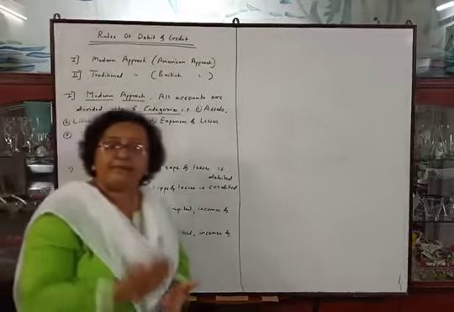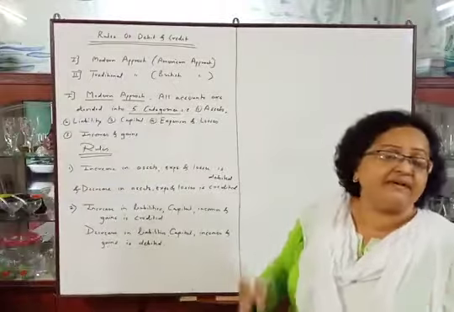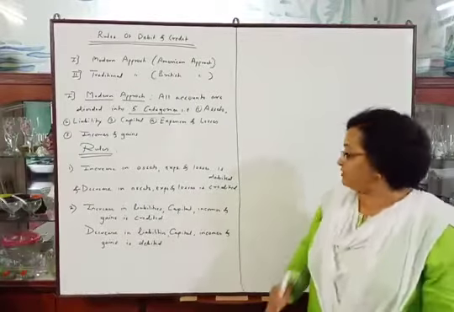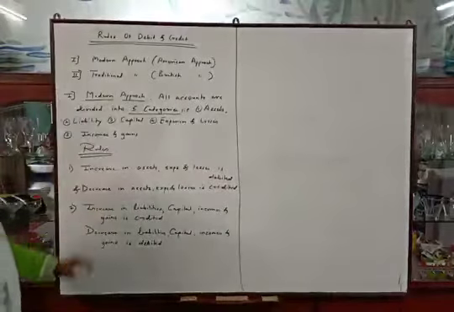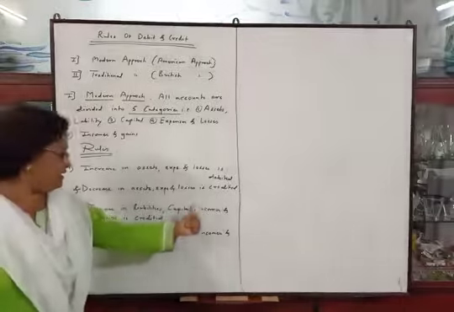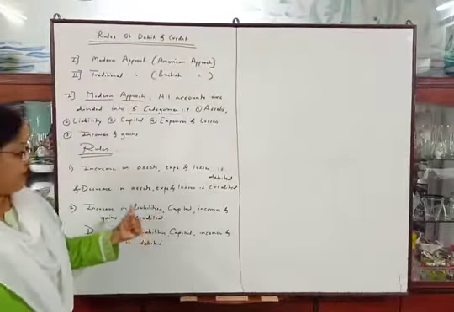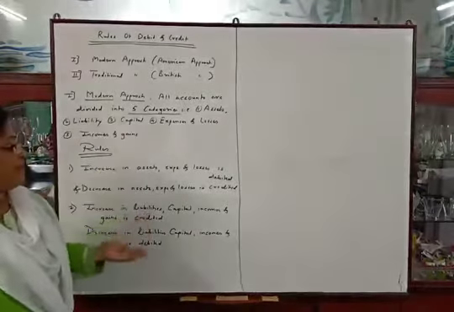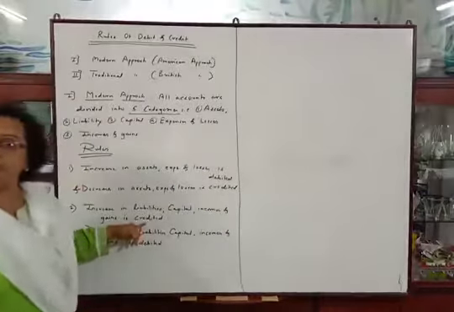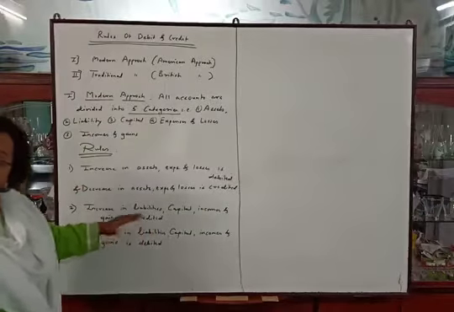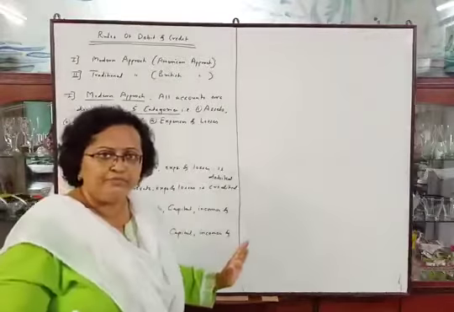Increase in liabilities, capital, incomes and gains is to be credited, and decrease in liabilities, capital, incomes and gains is to be debited. See the rule. Means due to the business transaction, if there is increase in the amount of liabilities or capital or incomes and gains, then their account is to be credited, and if there is decrease in their amount, then their account is to be debited. Okay, understood?